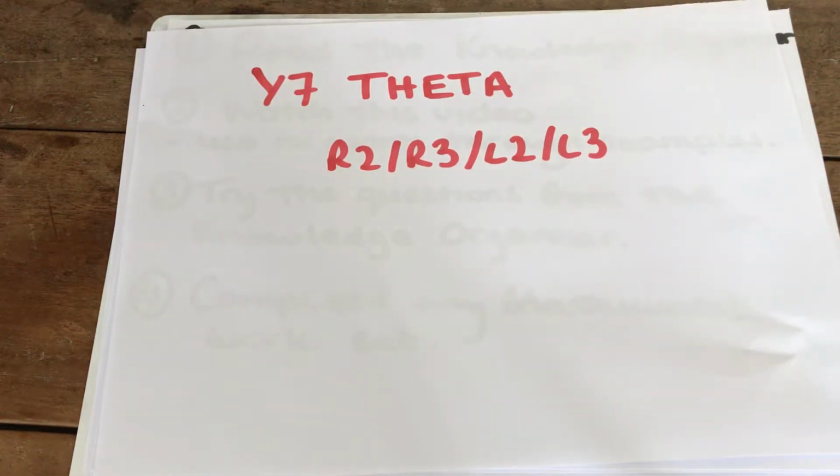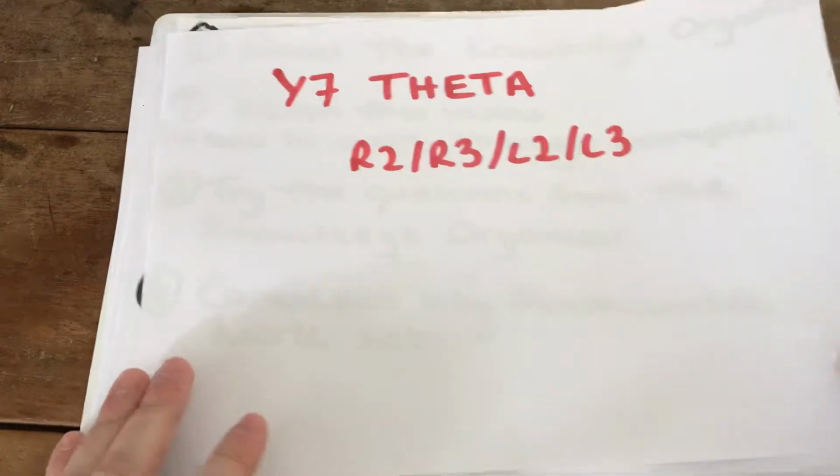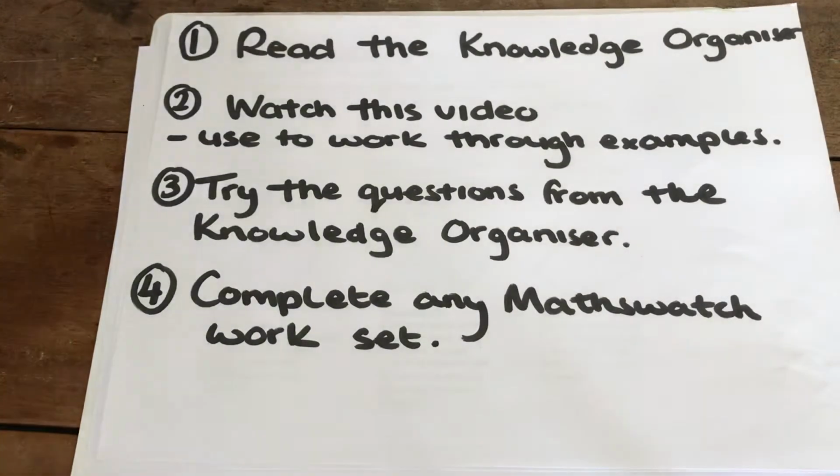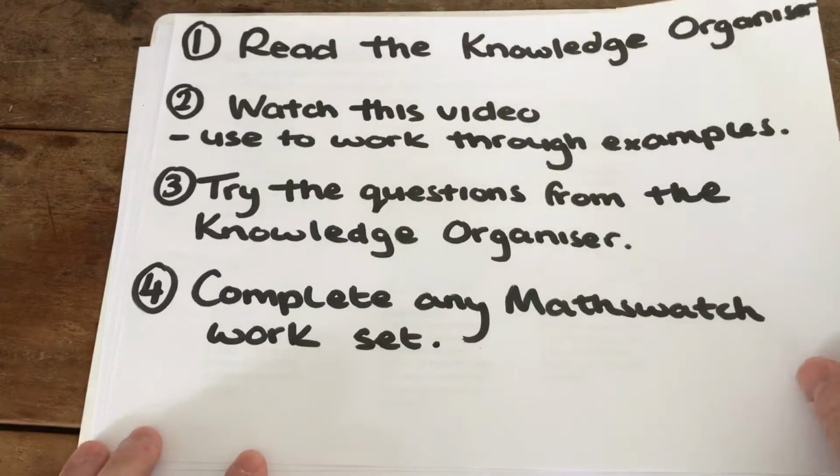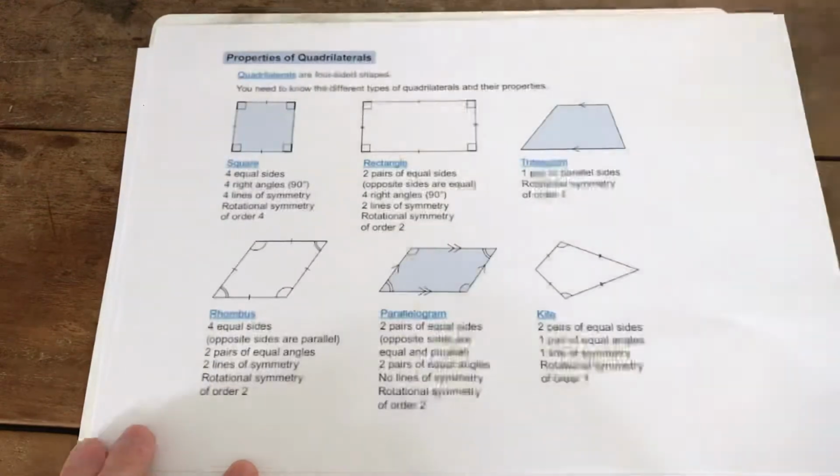This video is for Knowledge Organiser 7 for your 7Theta classes. What I would like you to do is read the Knowledge Organiser and watch this video to work through the example and information given to you in the first side of the Knowledge Organiser. I'd then like you to try the questions from the second side of the Knowledge Organiser. Then complete any work set by your class teacher on Maths Watch.